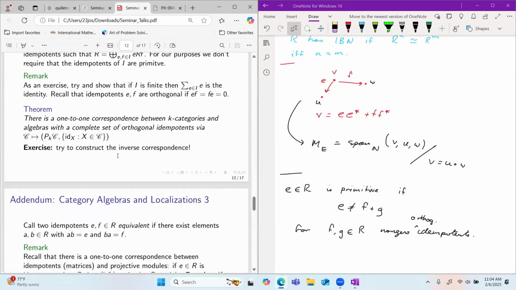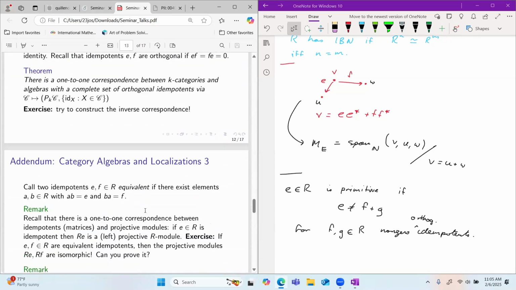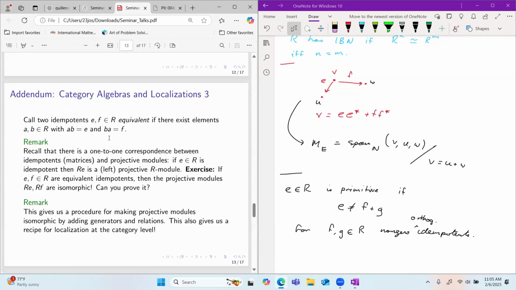So if you're able to construct this correspondence here, and you translate over what it means for two idempotents to be equivalent, you'll actually see that idempotents being equivalent is the same as the corresponding objects in the category being isomorphic. But I'll let you write it out in full for yourself as an exercise to see what I mean.